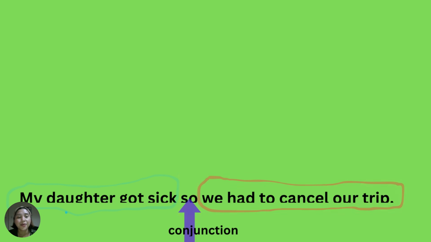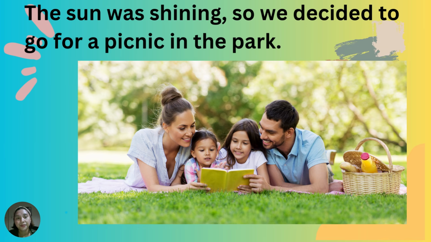Okay, now next, the sun was shining, so we decided to go for a picnic in the park. Okay, so in this sentence, the cause there is the sun is shining. And the effect is the decision to go for a picnic in the park, right?